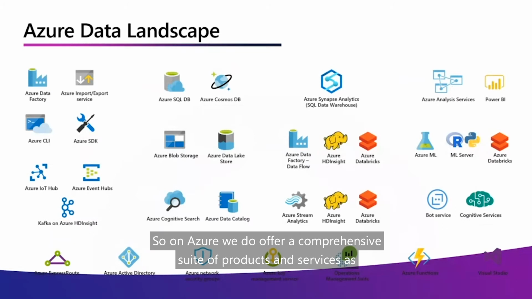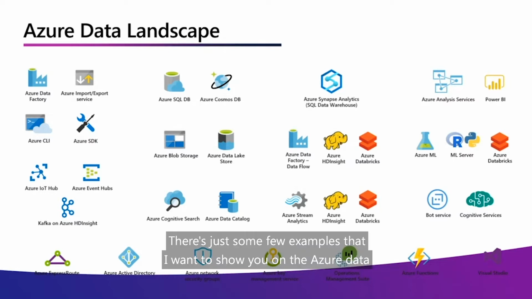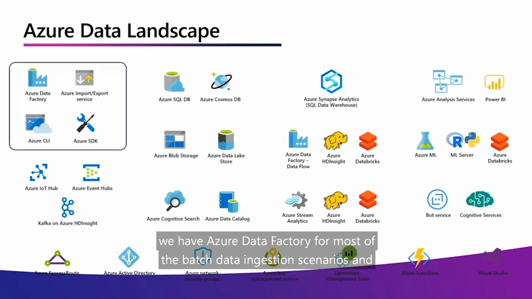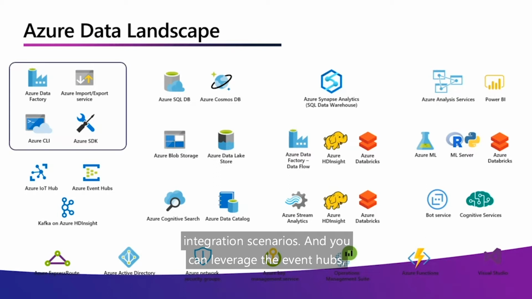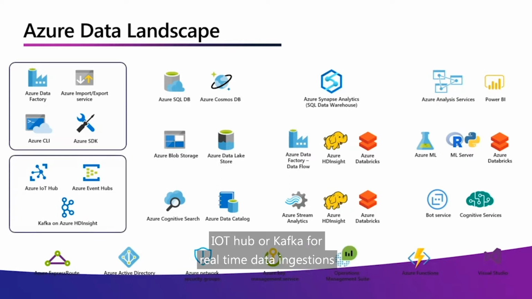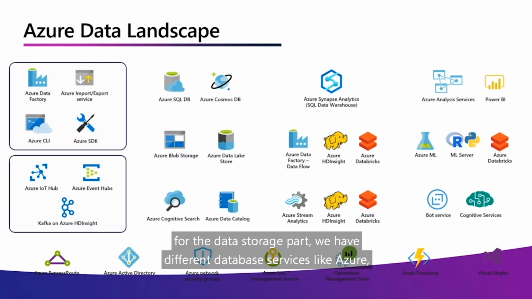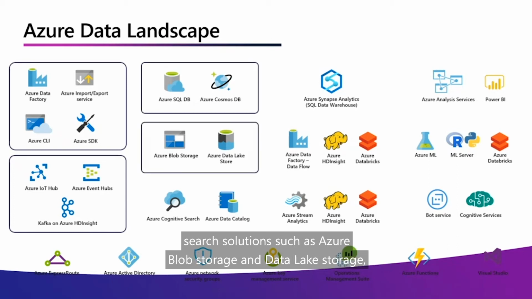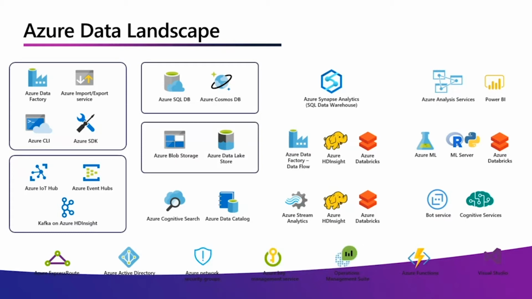So on Azure, we do offer a comprehensive suite of products and services, and specifically, what you see on the screen is just a few examples that I want to show you on the Azure Data Platform. If we start from the left to the right, we have Azure Data Factory for most of the batch data ingestion and integration scenarios, and you can leverage Event Hubs, IoT Hub, or Kafka for real-time data ingestion. For the data storage part, we have different database services like Azure SQL Database and Cosmos DB, and also object storage solutions such as Azure Blob Storage and Data Lake Storage, which is optimized for big data analytics.